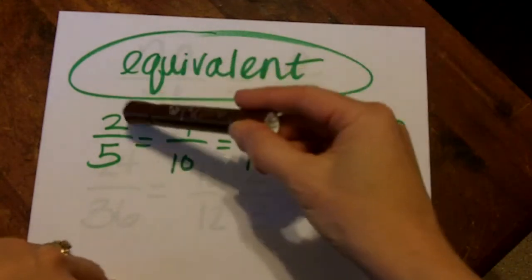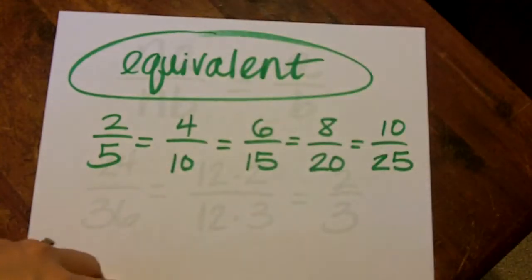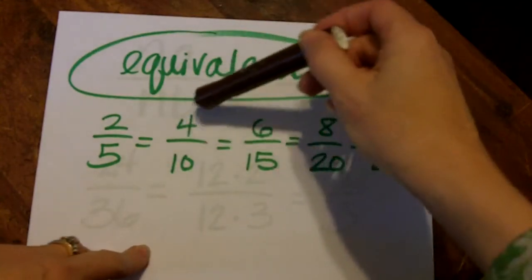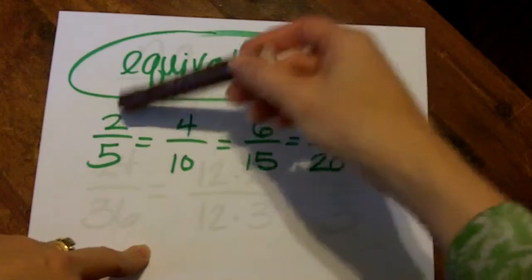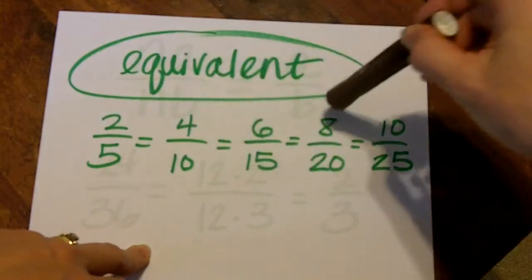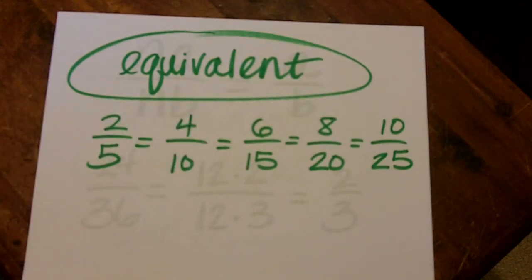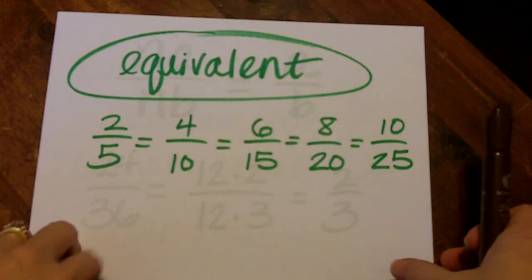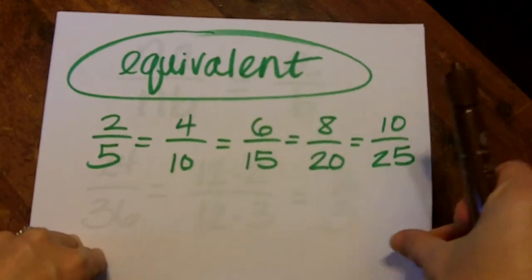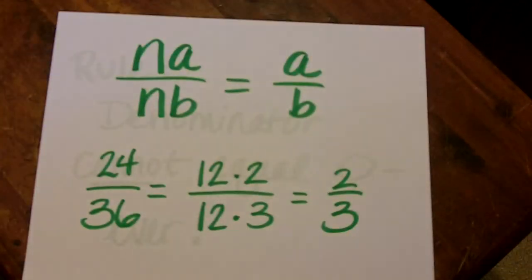As long as you multiply the top and the bottom of the fraction by the same number, in this case both multiplied by 2, in this case multiplied by 3, multiplied by 4, multiplied by 5, as long as the numerator and the denominator are being multiplied by the same number, or in that case divided by the same number, you have equivalent fractions. You're definitely going to need to use that.